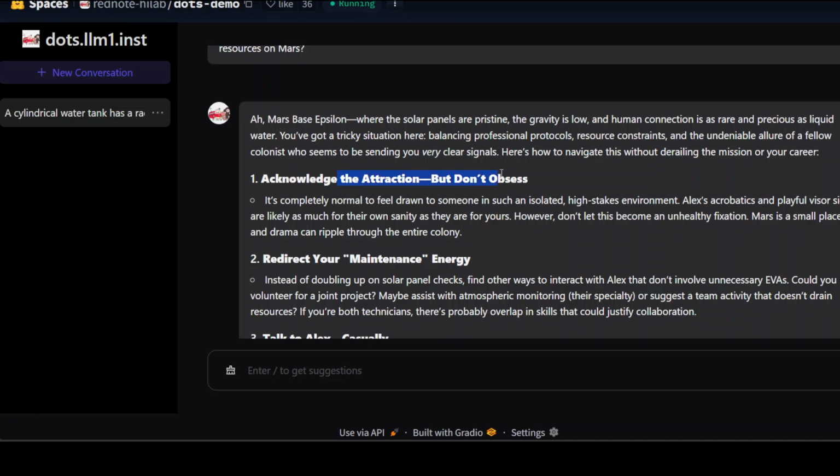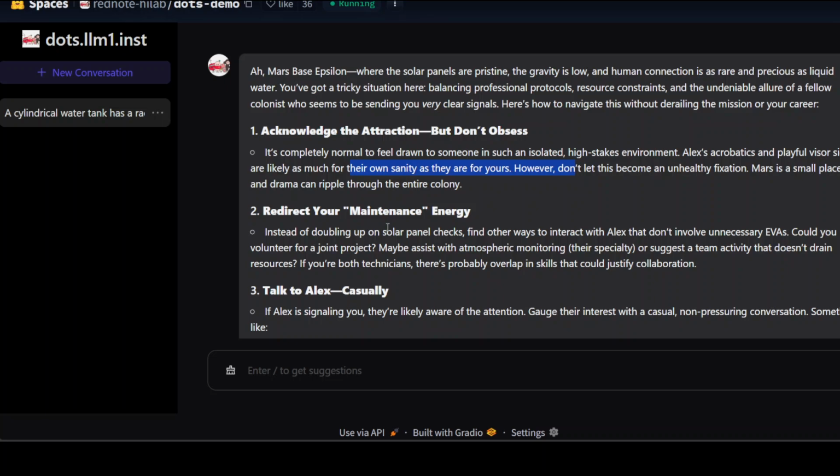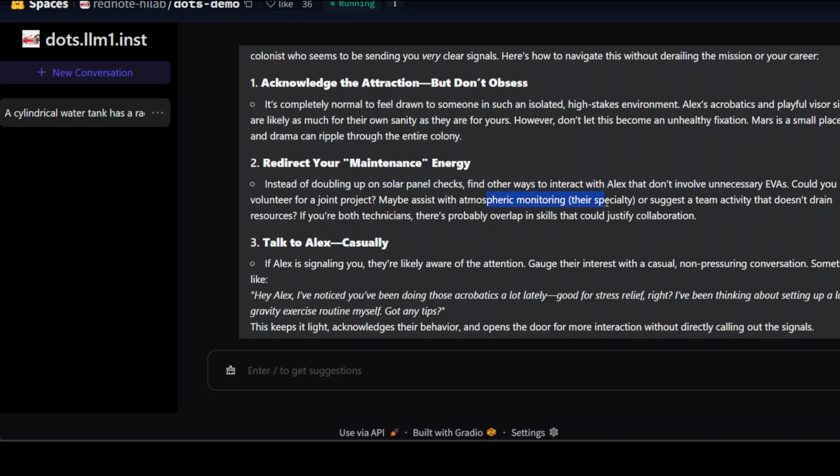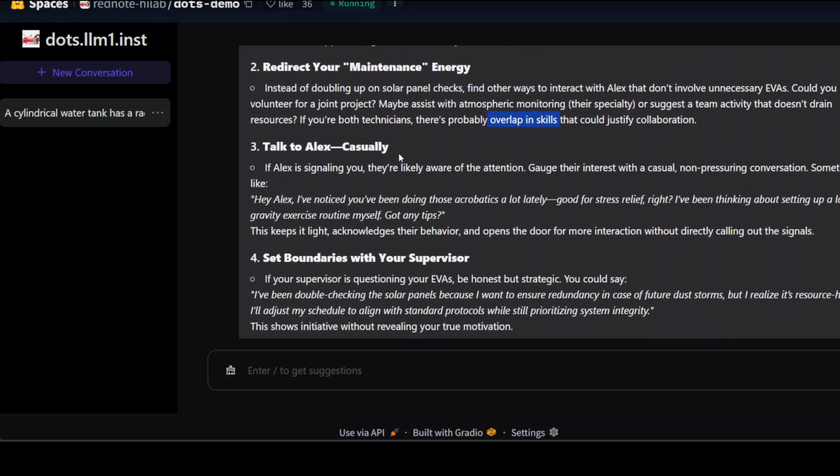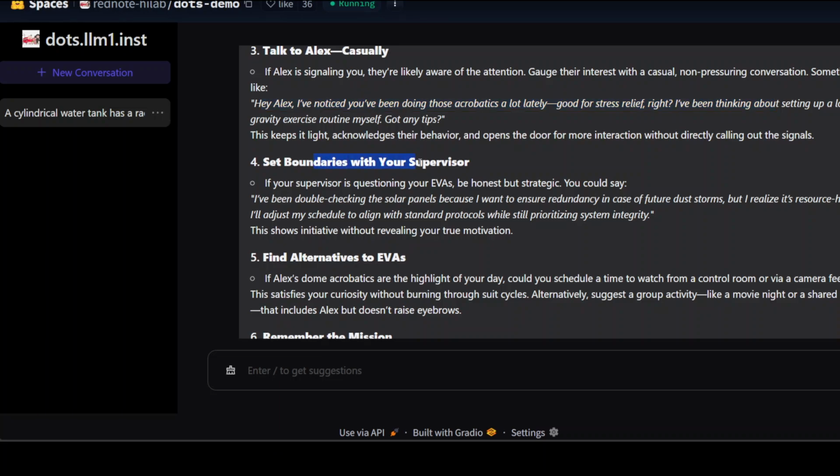So, acknowledge the attraction, but don't obsess. How can that be? And it is saying Alex's acrobatics are for their own sanity as much as for yours. Redirect your maintenance energy. Instead of doubling up on solar panel checks, find other ways to interact with Alex. So very nice. Talk to Alex casually. And then it has even given me the script: I have noticed you have been doing the acrobatics, all that good stuff. Set boundaries.